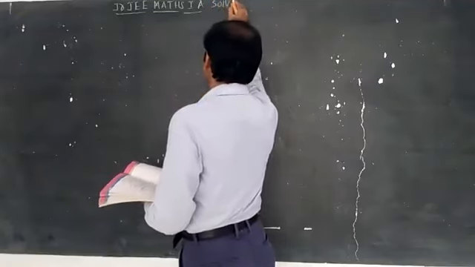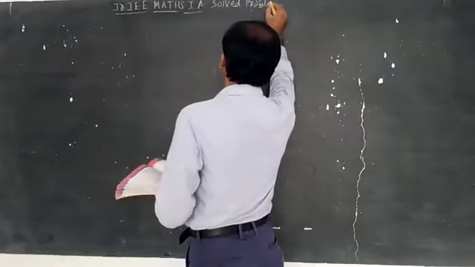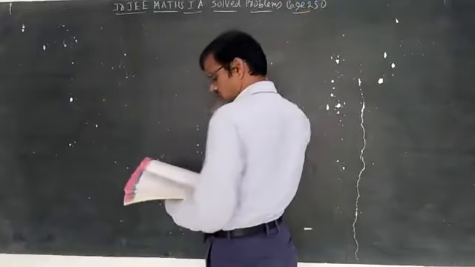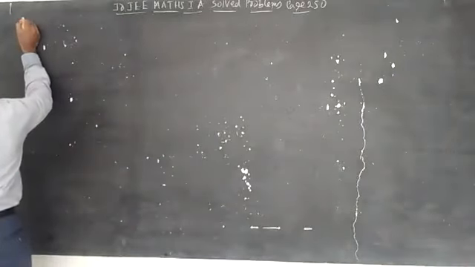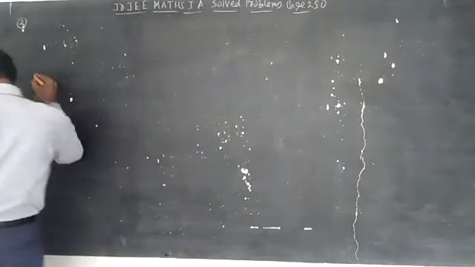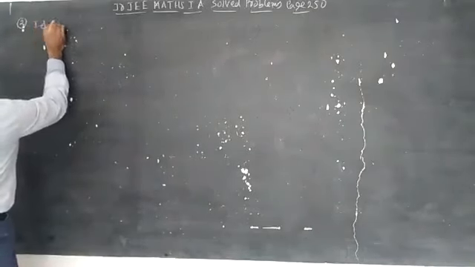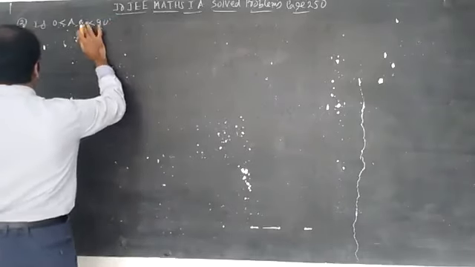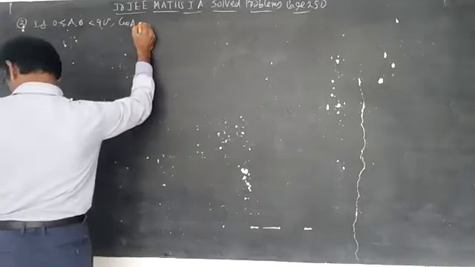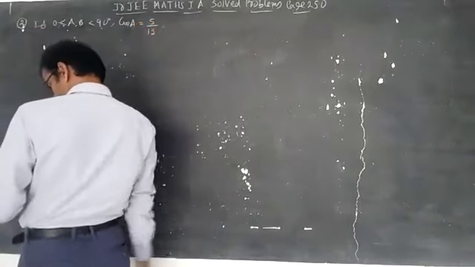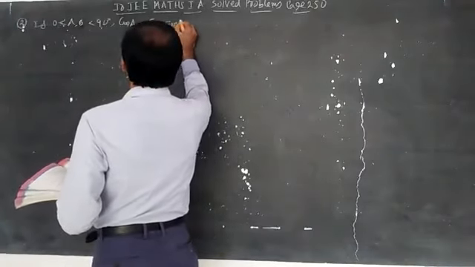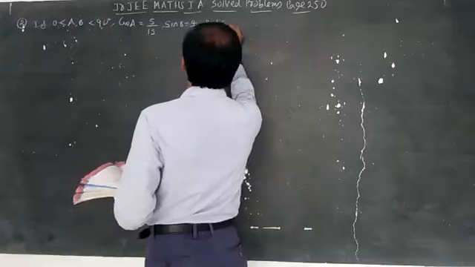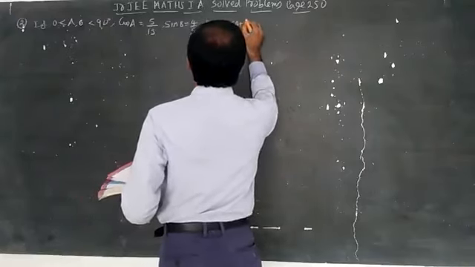Solved problems, page number 250. Example 1. If 0 less than A, B less than 90 degrees, cos A is equal to 5 by 13, sin B is equal to 4 by 5, find sin of A plus B.